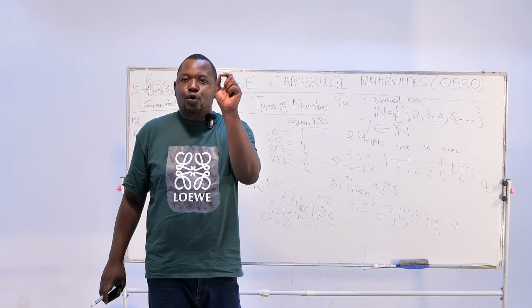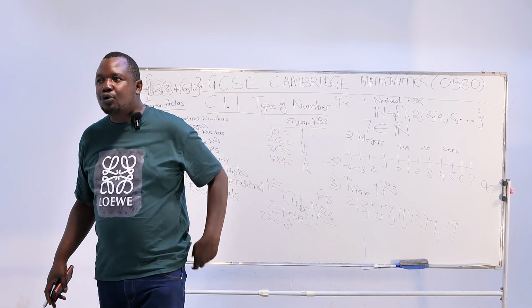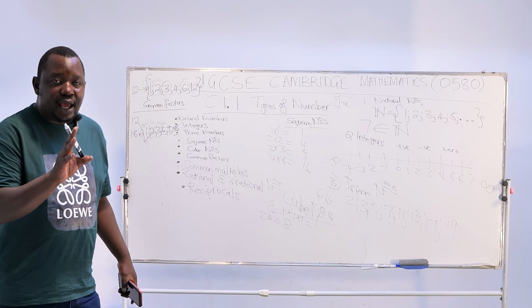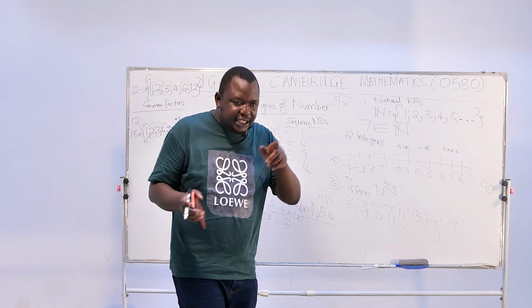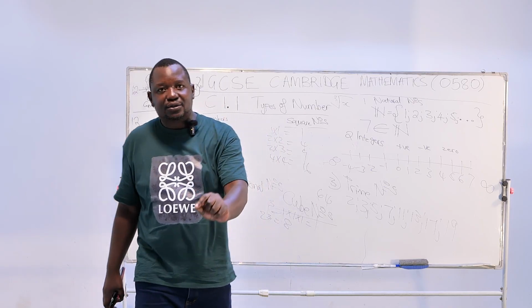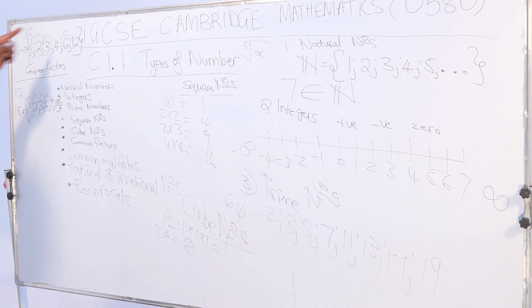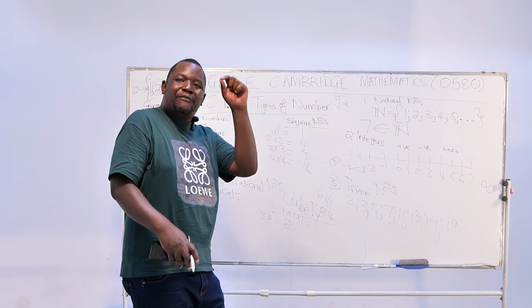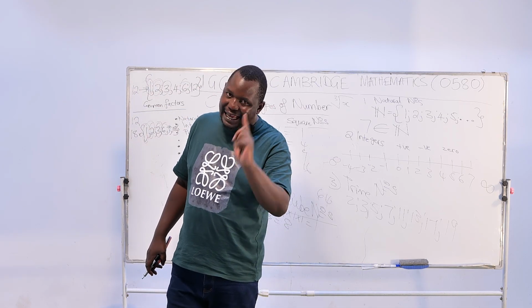So among the common factors, we also have another unique number, which is called the highest common factor, which means the highest number among those common factors. And in this particular case, our highest common factor is going to be 6, because 6 is the biggest factor that applies to 12 and 18.